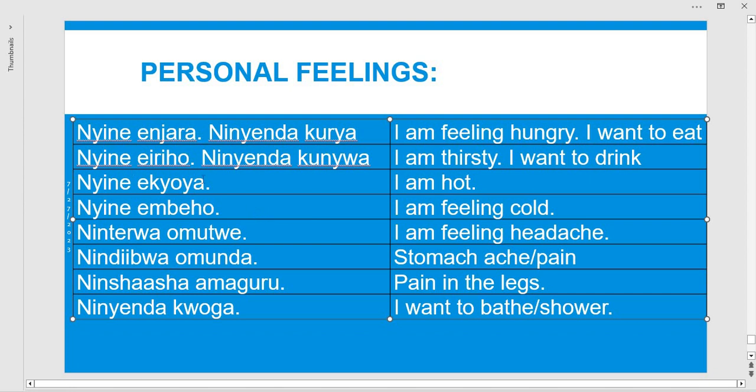Then we have nyine choya. I'm hot. Nyine mbeho. I'm feeling cold. Ninterwa omutwe. We had seen this. Ninterwa omutwe. I'm feeling headache. You know that?